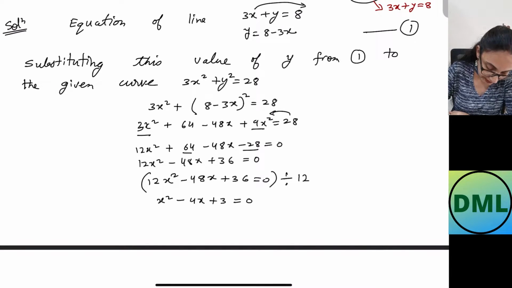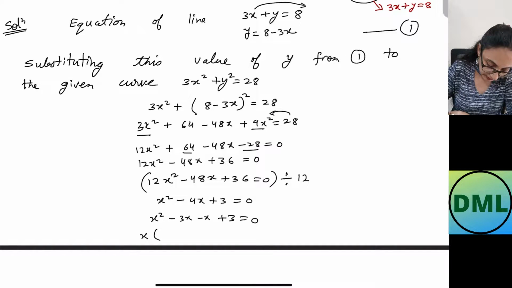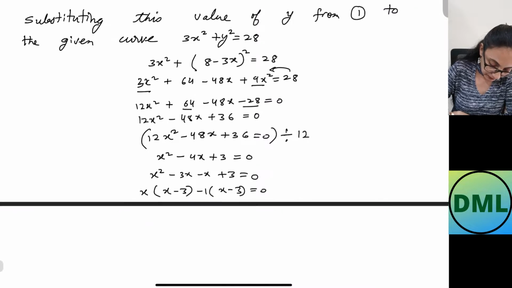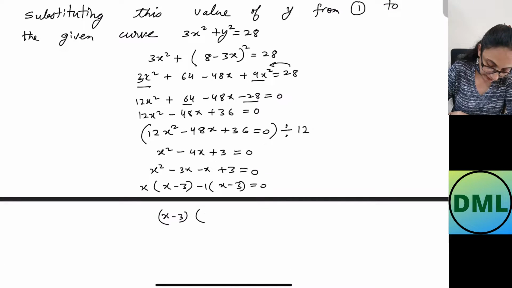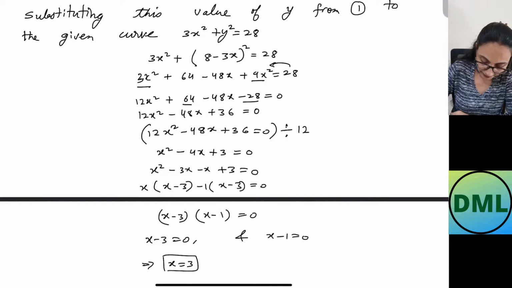Now I need to factorize this. So that will be x² - 3x - x + 3 = 0. Now x is common here. It will be x - 3 left. Minus 1 is common. x - 3 is left. Now it will be (x - 3)(x - 1) = 0. Now individually x - 3 = 0 and x - 1 = 0. This gives you x = 3 and x = 1 as your two answers.